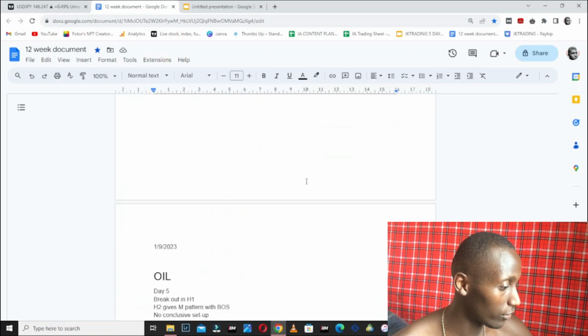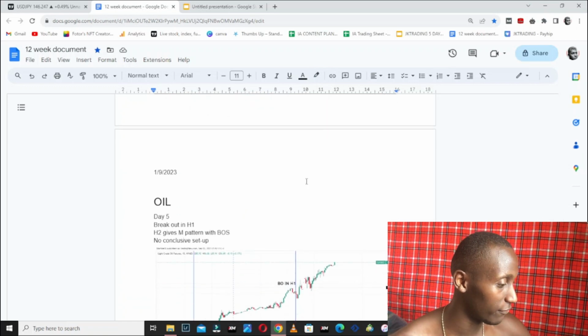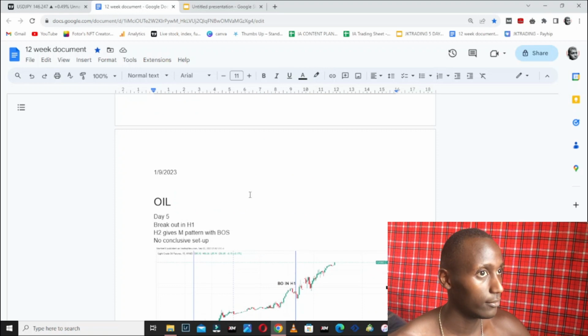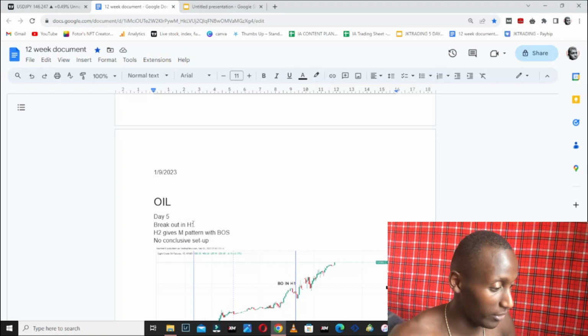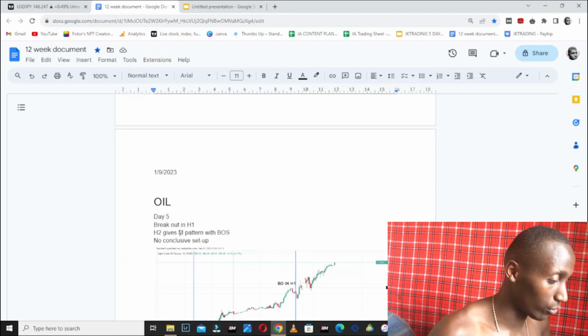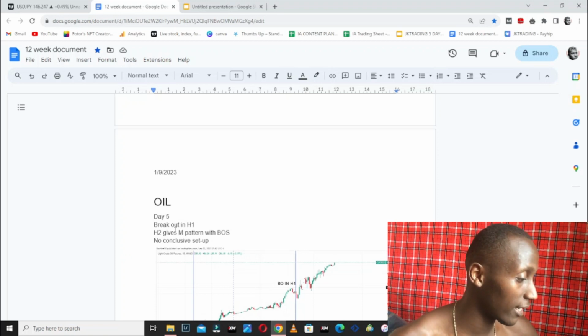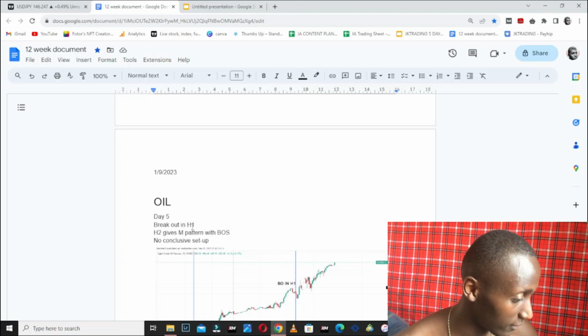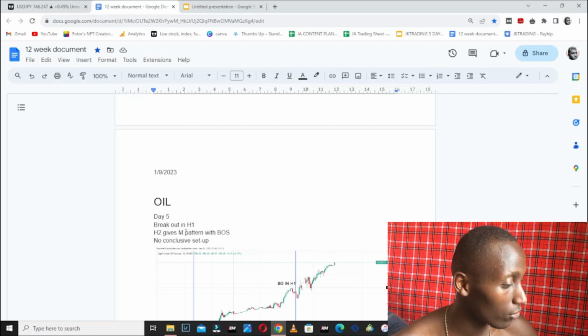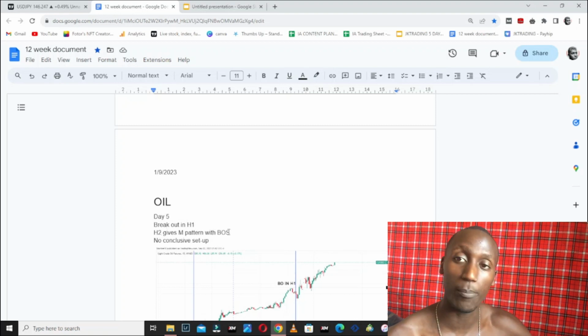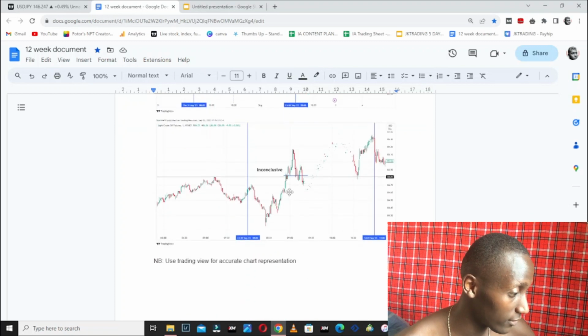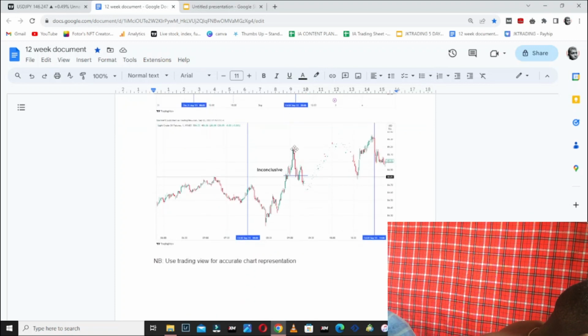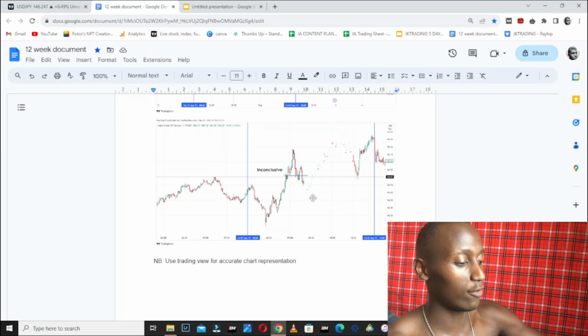Again, looking, so this was yesterday, Friday. Yeah, so this was Friday yesterday, day 5. We had the NFP yesterday, but of course we are following the process. It's day 5. We had the breakout of the high of the week in the first hour, and then the second hour gave us an M pattern with a breaking structure. So you can see here we have an M pattern with a breaking structure, a retest, but we have no engulfment.